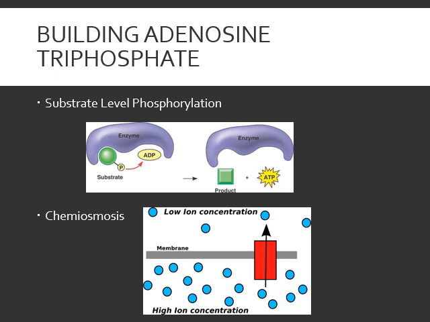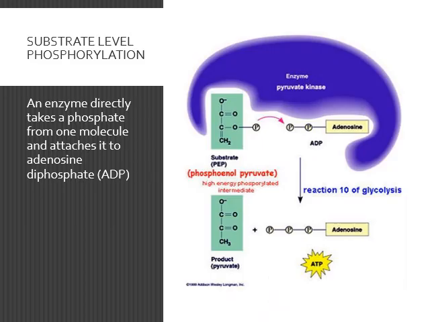There are two broad mechanisms for building adenosine triphosphate: substrate level phosphorylation and chemiosmosis. Substrate level phosphorylation is where you use an enzyme to directly build adenosine triphosphate. You take an adenosine diphosphate and a phosphate and you squish them together, and now you have triphosphate.